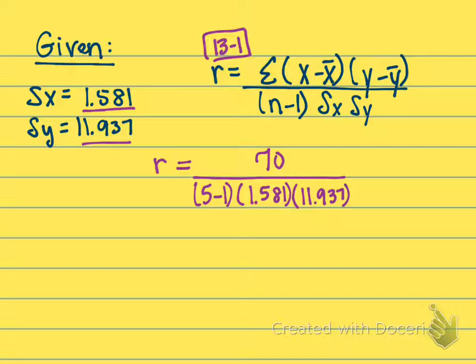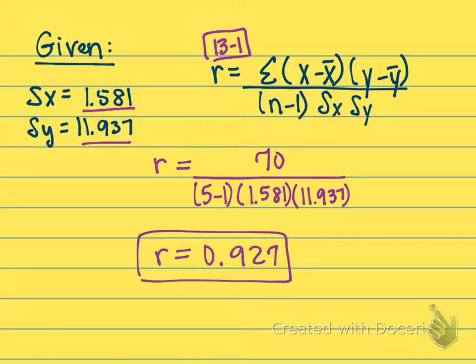11.937. And if you work out that math, we get an R here of 0.927. Okay, and so that would be the correlation coefficient, or the R, for this problem.